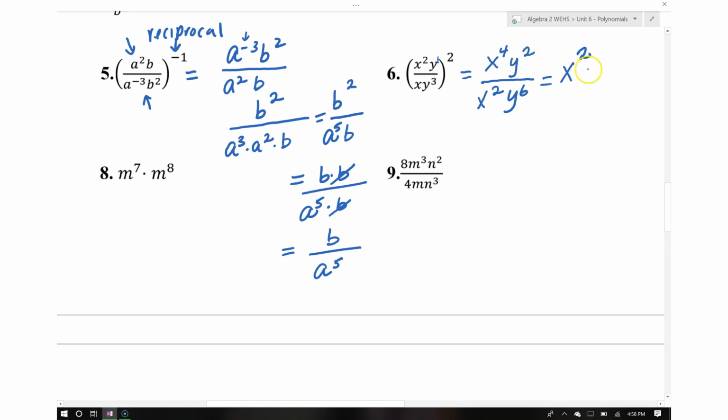And since we have y times y divided by y times y times y times y times y times y, and I told you in class this is impractical, but we know that y divided by y is 1, y divided by y is 1, and so what we're left with is x squared divided by y to the 6th power. I'm sorry, y to the 4th power. Since we're left with 4 y's that are being multiplied in the denominator.